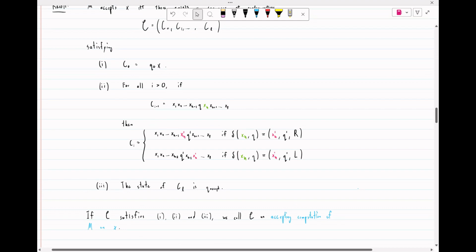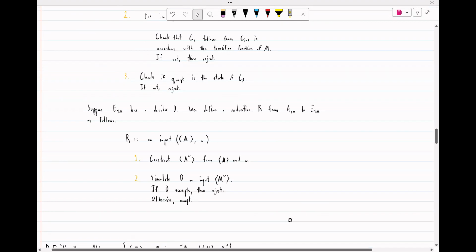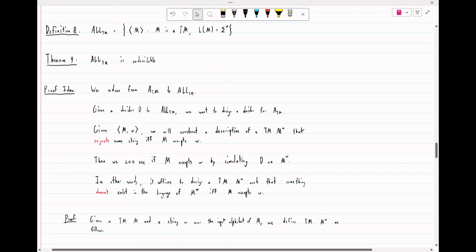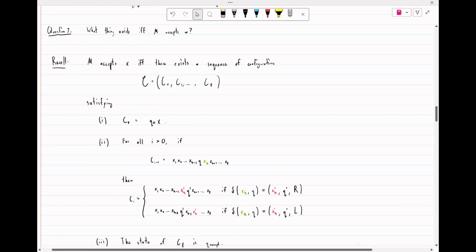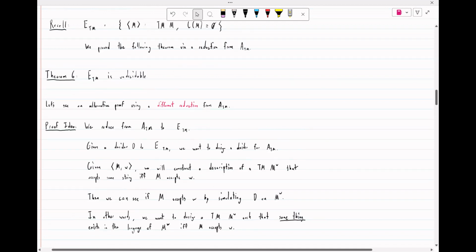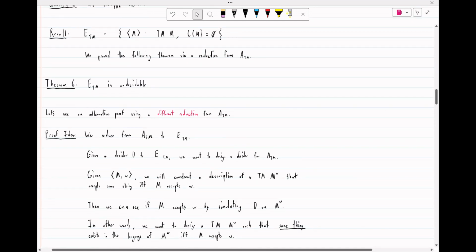Right now, all I did was give an alternative proof that ETM is undecidable. And what we're going to see next is how we can very simply modify this proof to get a proof that all TM is undecidable. And then from there, we'll see how to simply modify that proof to get a proof that all PDA is undecidable, and then we'll be done.